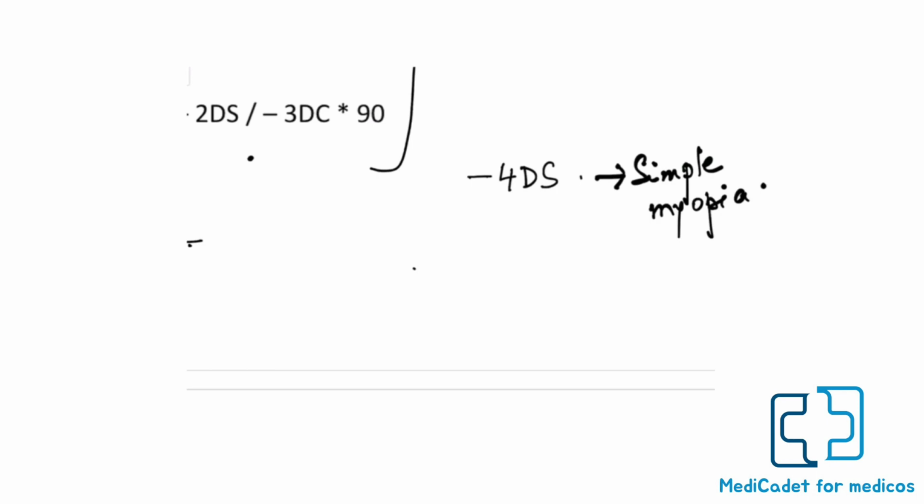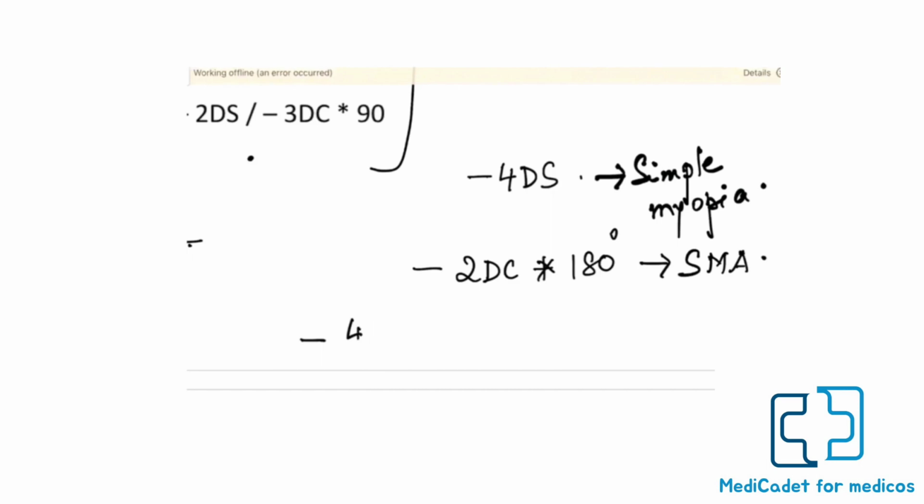Now suppose I write, say minus 2 diopter cylinder at any axis, say 90 or 180. So there is only a minus cylinder here. So this is SMA, simple myopic astigmatism. Now, if I have a prescription where I am writing minus 4 diopter sphere and minus 2 diopter cylinder cross 180, if both are there, a minus sphere and a minus cylinder, then that is CMA, compound myopic astigmatism. So only minus sphere, simple myopia; only minus cylinder, SMA; both minus sphere and minus cylinder, CMA.